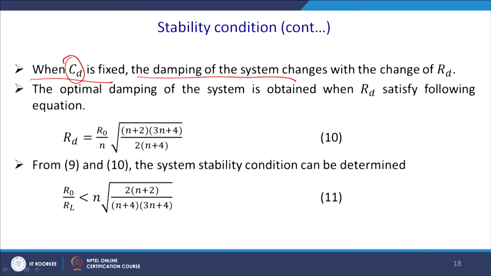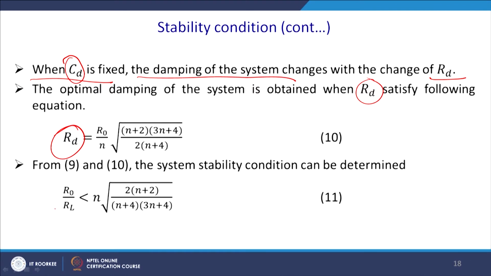So, what I can say is that the damping of the system changes with the value of R d. The optimal damping of the system is obtained by R d satisfying the following equation, that is R d equal to R 0 by n, under root of n plus n squared, 2 n plus n to the power 4, by 2 n plus n to the power 4, where n is the ratio of C d by C e. And thus, this is the value of R d you will get, and from equations 9 and 10 we can derive the condition of stability.